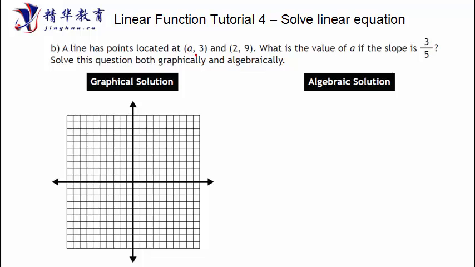So we have another point, (a, 3), which we don't know, and then we have the point (2, 9). Now we have the value of the slope, which is equal to 3 over 5. Same thing, right? We go 2 to the right and 9 up, which is the point (2, 9), somewhere here. Then the slope is 3 over 5.